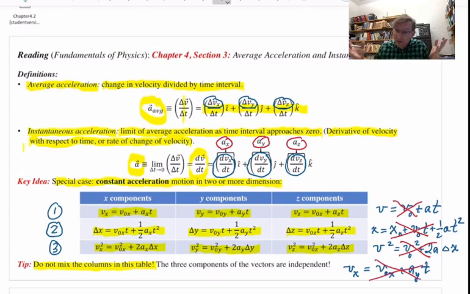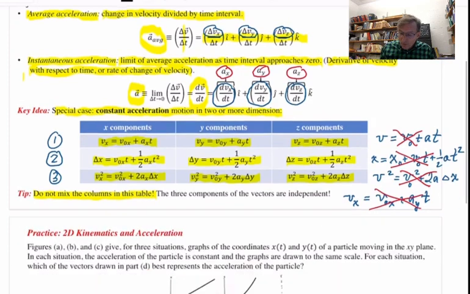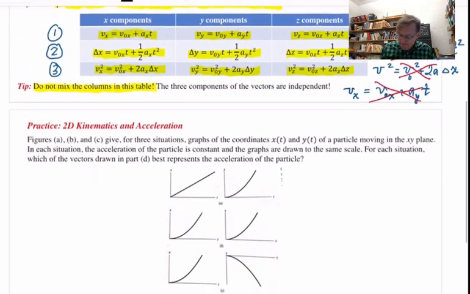It's not the way vectors work. It's not correct vector algebra. So those are the main ideas for Chapter 4, Section 3. So now what I want us to do is a little bit of practice. We'll do a 2-dimensional version, okay?